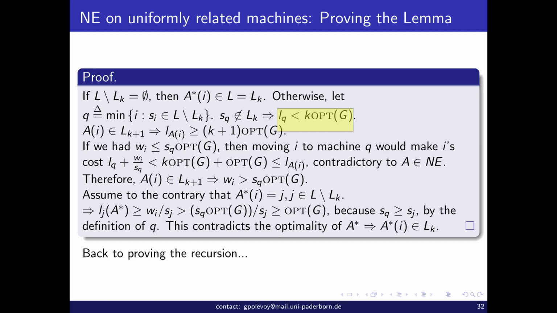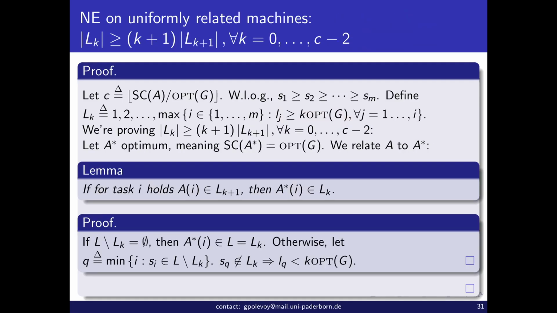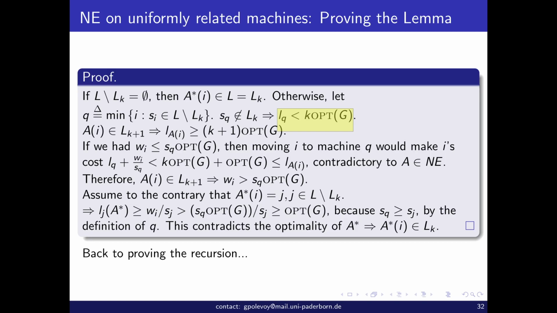Now, we need to prove in the lemma, I remind you, that if A of I is in Lk plus 1, then A star of I is in Lk. Since we assume that A of I is in Lk plus 1, it means that the load of the machine where I goes under A is at least k plus 1 times optimum. Okay, by the definition of Lk plus 1.